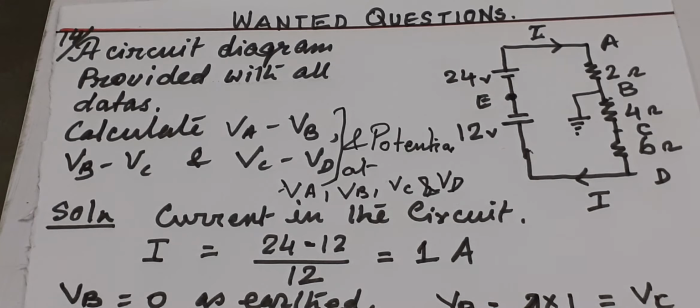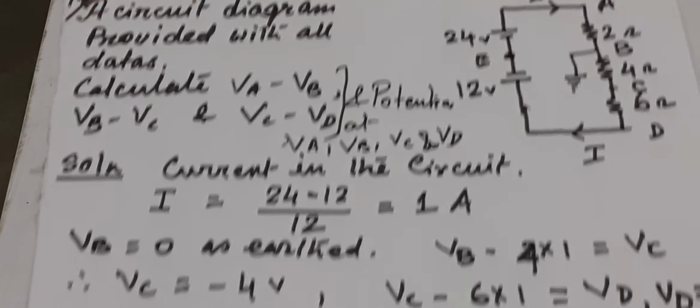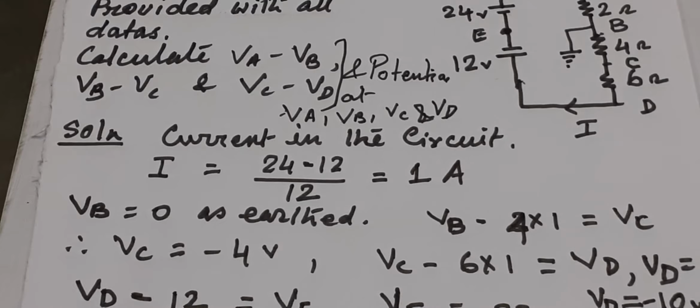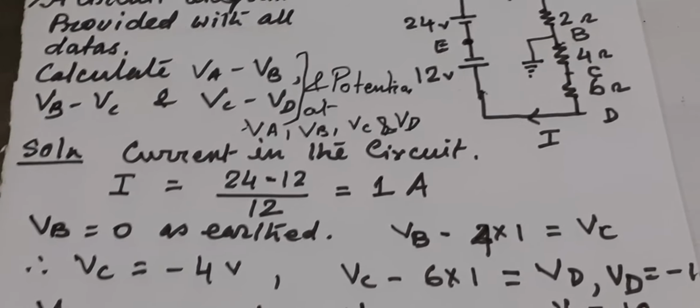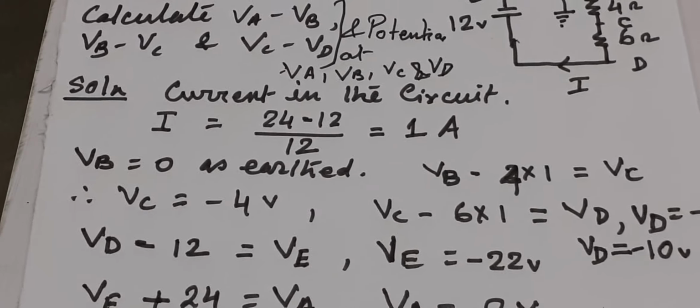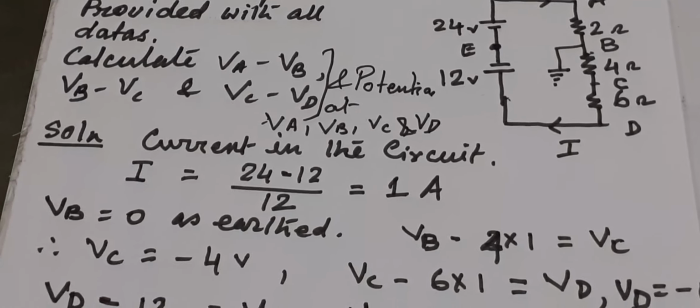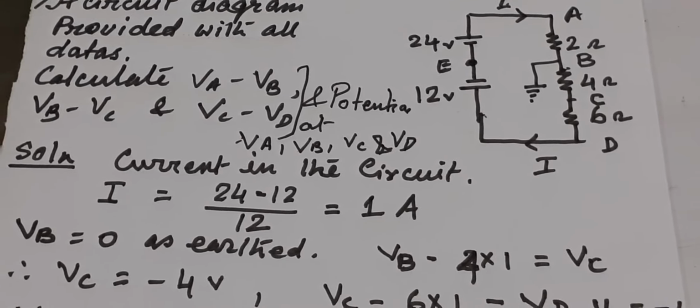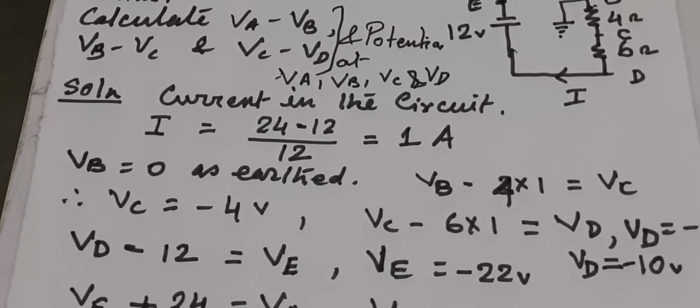Now here is a circuit given. Two batteries are there. One is 24 volt, another 12 volt in opposite polarity, and there are resistances 2 ohm, 4 ohm, and 6 ohm in series, and between the 2 and 4 ohm, earthing is done.